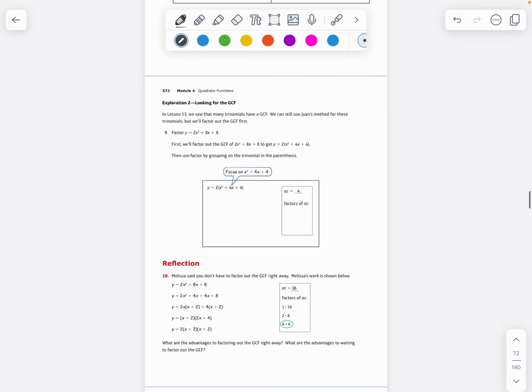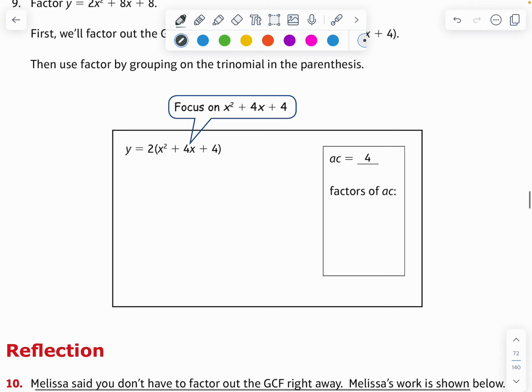All right, I'm going to show you number 9. It's kind of important. This one is the same as everything else, except it's got this 2 out here. All right, don't panic on the 2. Just like when we had a negative out there, we just kind of leave it out there. Okay, so I'm just going to put it over here. Okay, I'm still going to do my x. I know it multiplies to 4 and has to add to 4.